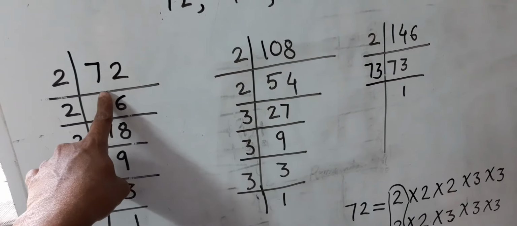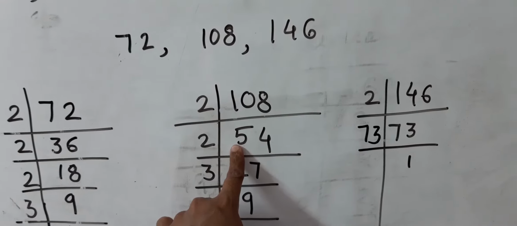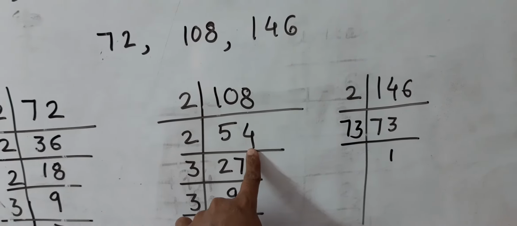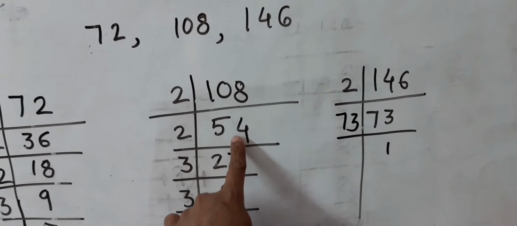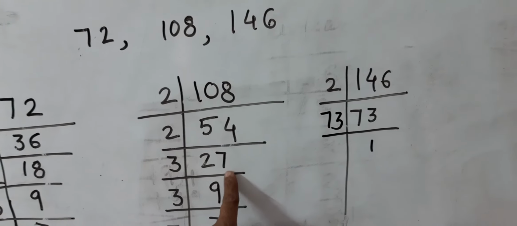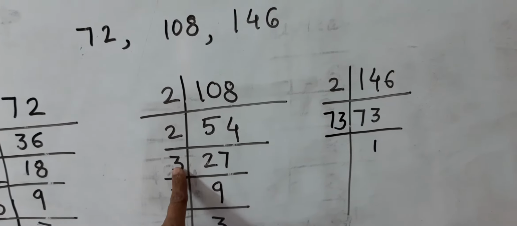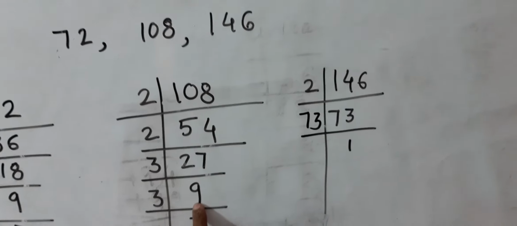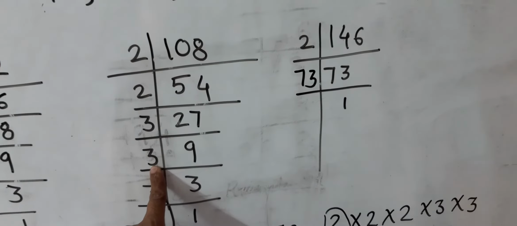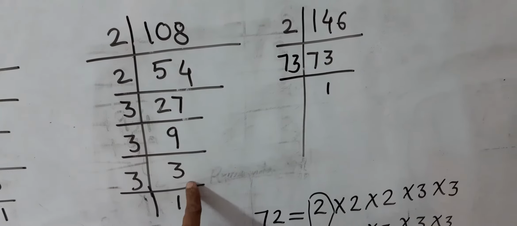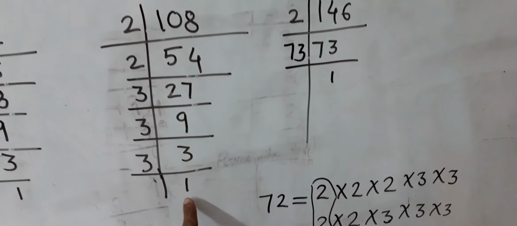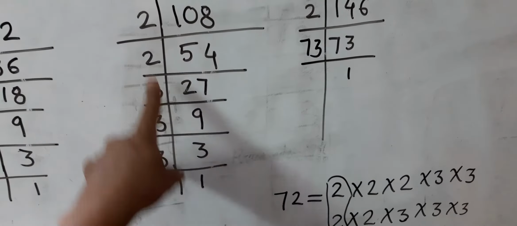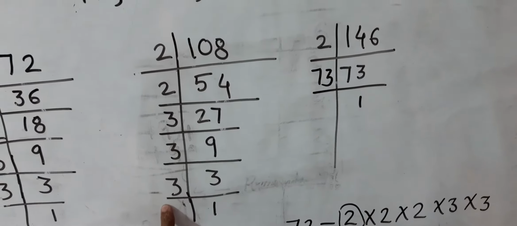Now in the same manner we will find the prime factors of 108. 2 5s are 10, 2 4s are 8. Again divide by 2 because it is an even number. 2 2s are 4, 1 left over, 2 7s are 14, 3 9s are 27. Now 9 will be divisible by 3, 3 3s are 9 and 3 1s are 3. And we will find factors till we get 1 here. So these are the prime factors of 108.